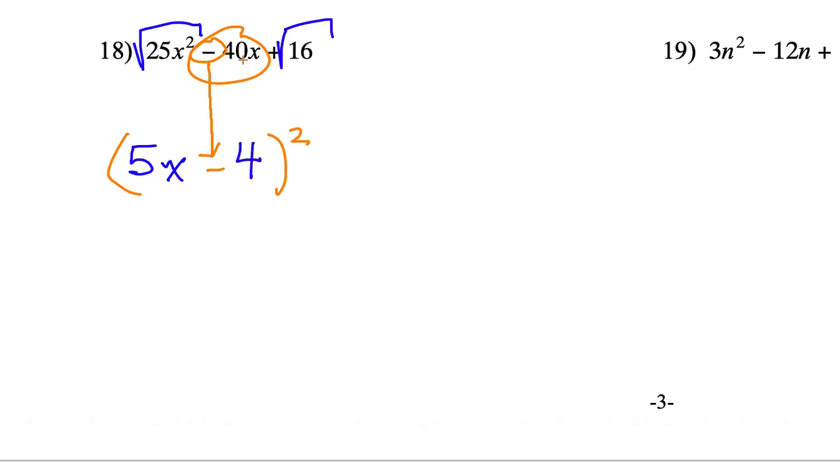So that is the doubling of the product. Because the product, you can see here, negative 4 times 5x is negative 20x. If I double that product, I get negative 40x. That's where that middle number came from. It's doubling the product.